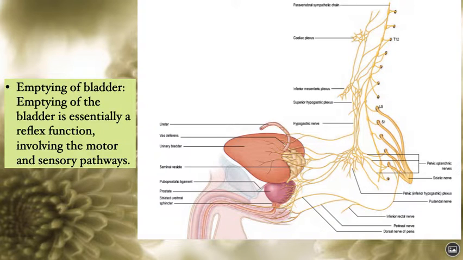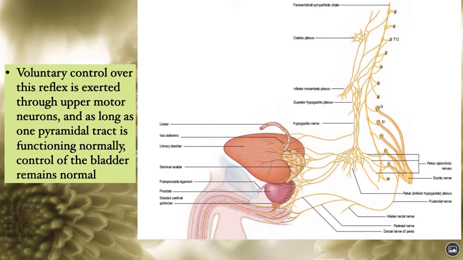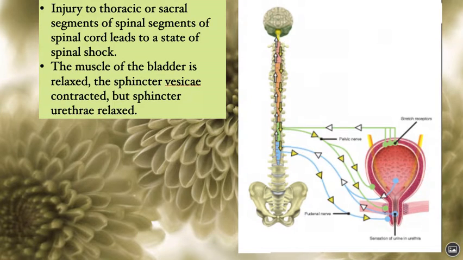Now, emptying of the bladder is essentially a reflex function involving the motor and the sensory pathway. The voluntary control over this reflex is exerted through the upper motor neuron. As long as only one pyramidal tract is functioning normally, the control of the bladder remains normal.